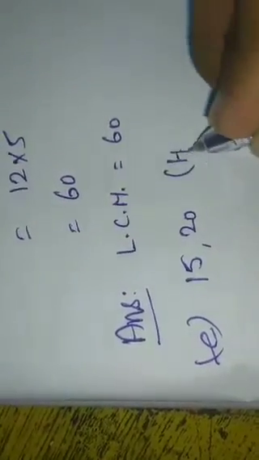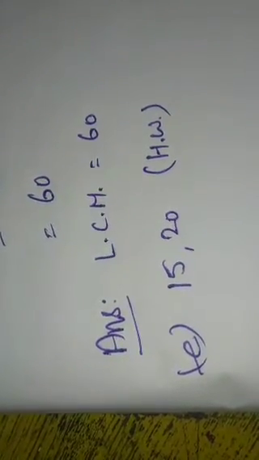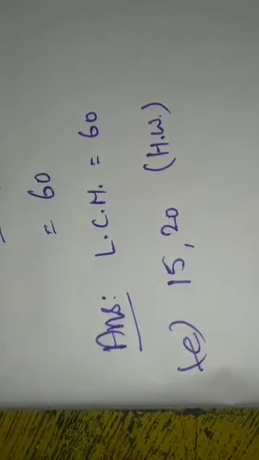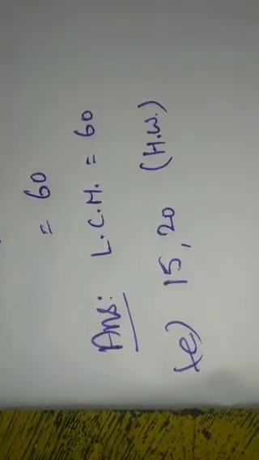E part. Look the E part. In E part the numbers given are 15 and 20. I will also provide it to you in your homework. Okay, so 15 and 20, E part you will solve in your homework. Okay, students. Now look the F part.